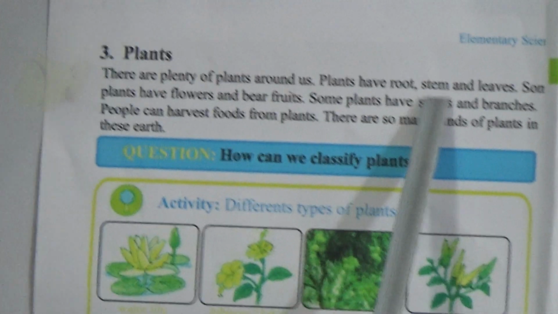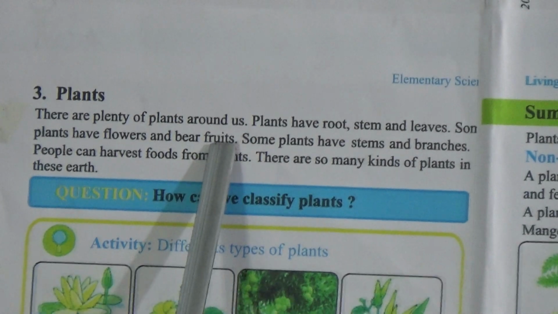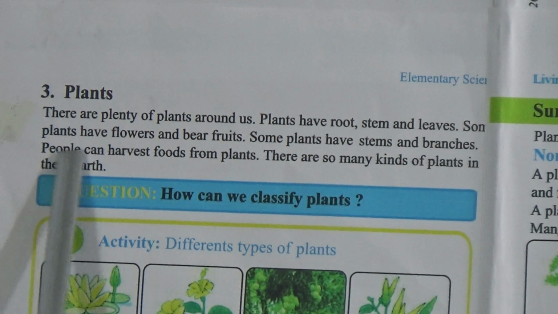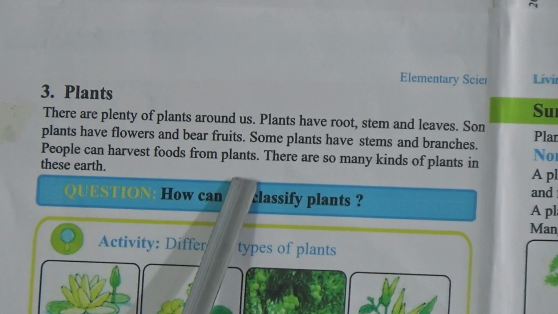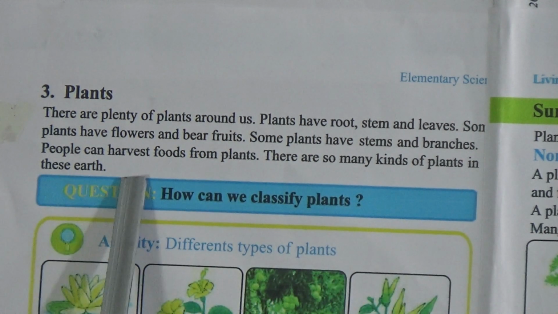Now come to plants. There are plenty of plants around us. Plants have roots, stems and leaves. Some plants have flowers and bear fruits. Some plants have stems and branches. People can harvest food from plants. There are so many kinds of plants on this earth.